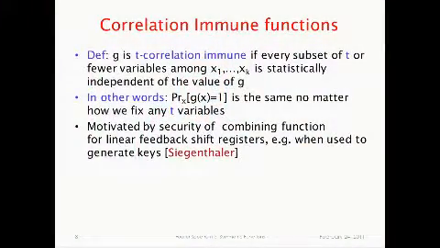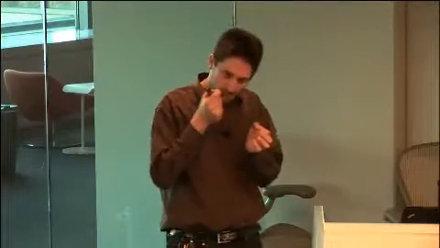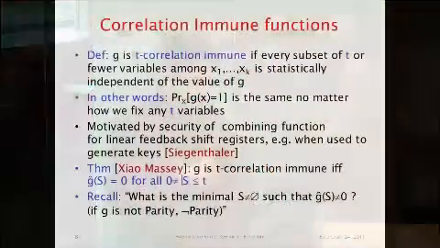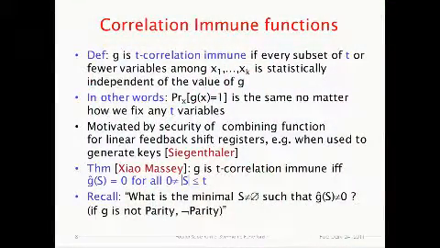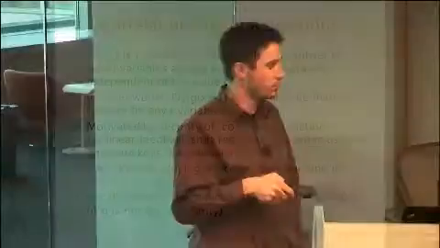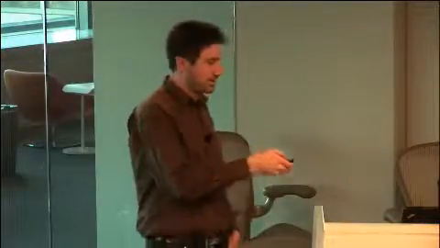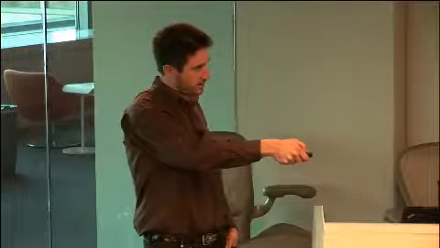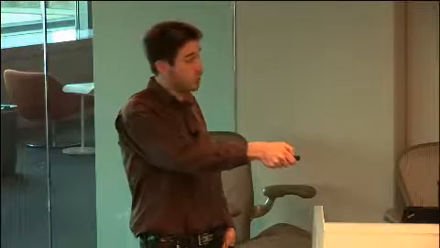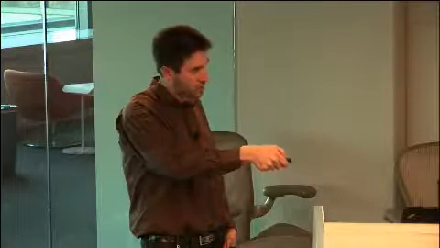But anyway, these questions come from the motivation of the security of combining functions for linear feedback shift registers. Basically, if a function is not correlation immune, then by fixing a certain number of variables, you can learn something about the function, and you don't want that to happen. It's bad, right? That's where it comes from, and it was defined by Siegenthaler. A very interesting property, which we'll later prove, is the following theorem by Xiao and Massey: G is t-correlation immune if and only if all small Fourier coefficients are 0.